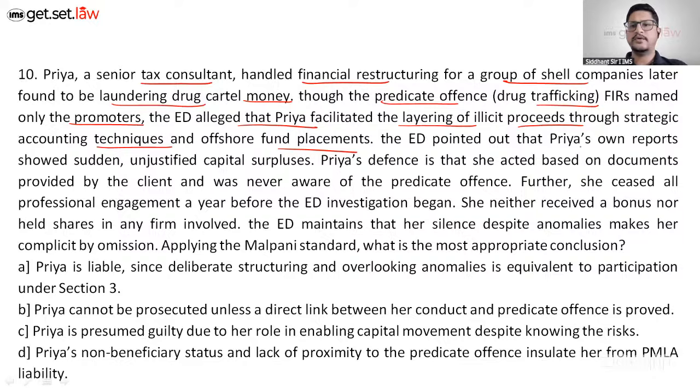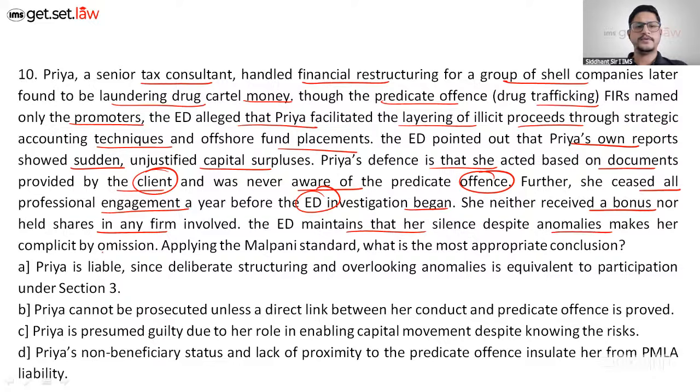The ED pointed out that Priya's own report showed sudden unjustified capital surpluses. Priya's defense is that she acted based on the documents provided by the client and was never aware of the predicate offense. She was not aware, no knowledge. Further, she ceased all professional engagement a year before the ED investigation began. That means she has stopped the professional engagement as well. She neither received a bonus nor held any shares in the firm involved. The ED maintained that her silence despite anomalies makes her complicit by omission.